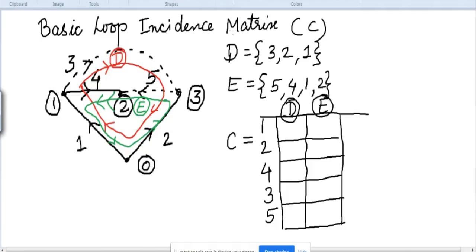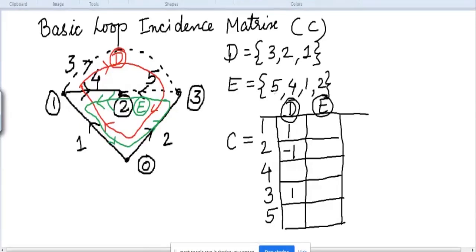So let us go to D. For D, this 3 should always be positive. And what about 2 and 1? Let us check. Our loop is moving downwards and 2 is moving upwards. So 2 should be -1. Our loop is going upward, and the element 1 is also moving upward. So 1 will be positive.